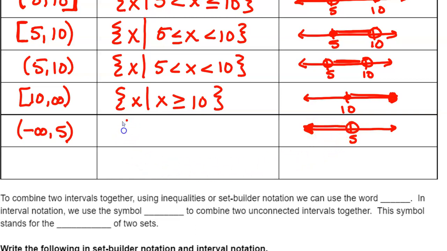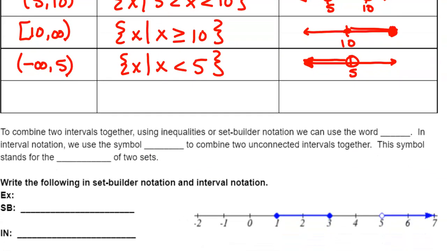For our set builder notation, we're looking at all x such that I have any number that's less than 5. So I'm looking at everything that's less than 5. Now, I don't have any equals, so I want all x that are less than 5. And that gives me that set builder notation. x is less than 5. Okay? All right, one last one of these.